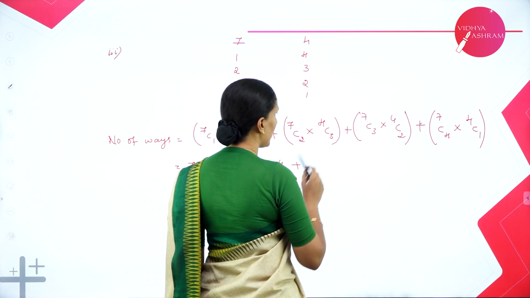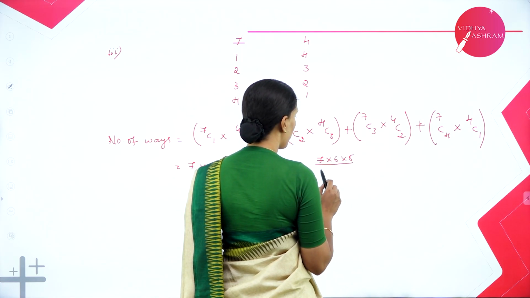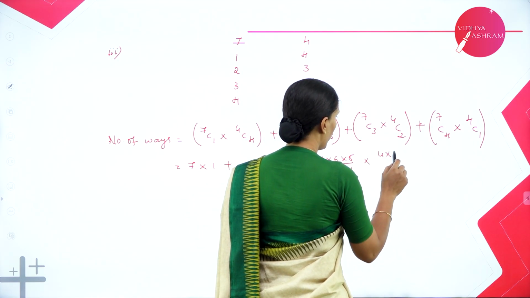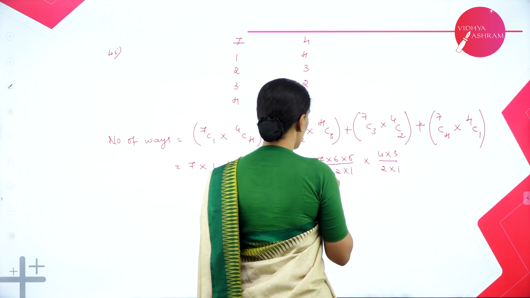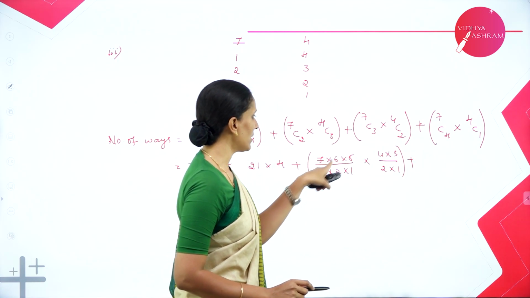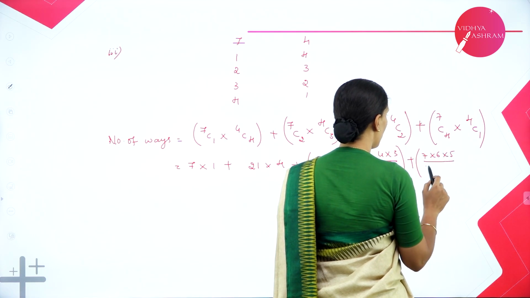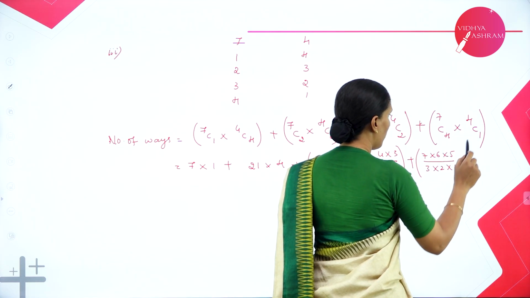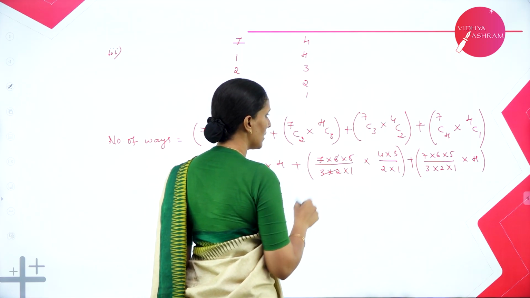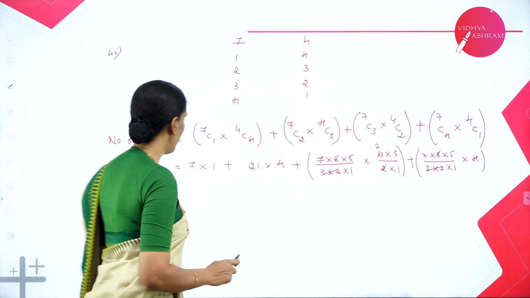Again 7C3 here. 7C3 is 7 into 6 into 5 divided by 3 into 2 into 1, into 4C2, which is 4 into 3 by 2 into 1. Next we have 7C4. 7C4 is the same as 7C3. So therefore this can also be written as 7 into 6 into 5 divided by 3 into 2 into 1. And 4C1 is 4. So let us evaluate this.